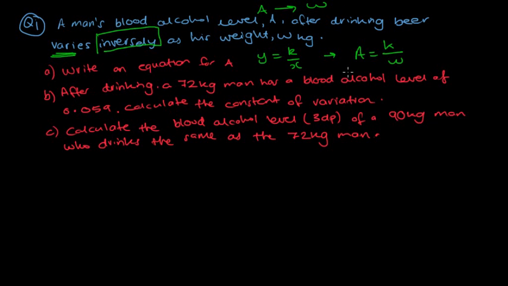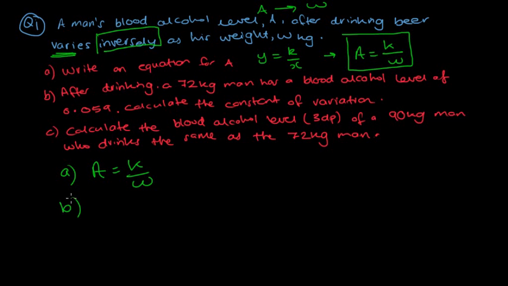So let's look at the question. Write an equation for A. Well, in the actual question, in the blue part, you can see there's no value. So when they ask us to write an equation, it will simply be that A equals k over W. So in this case, they've actually asked us to do that. We've already answered the first part of the question. A equals k over W.